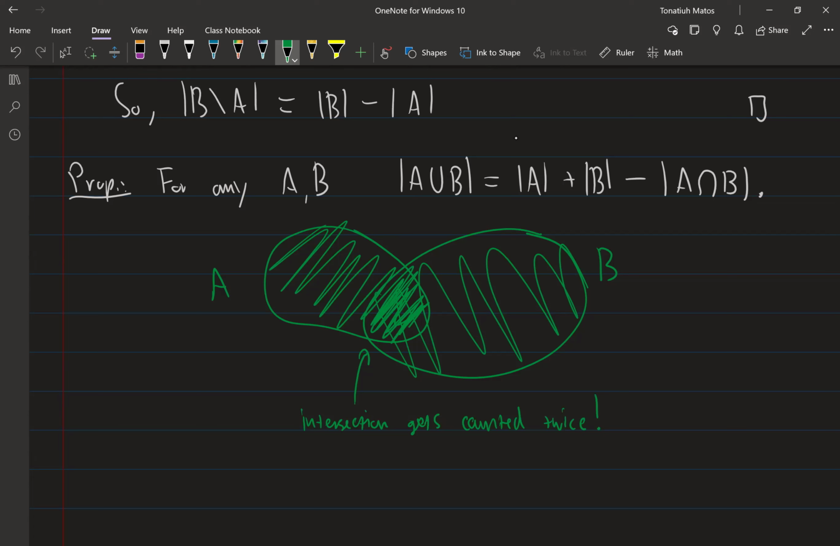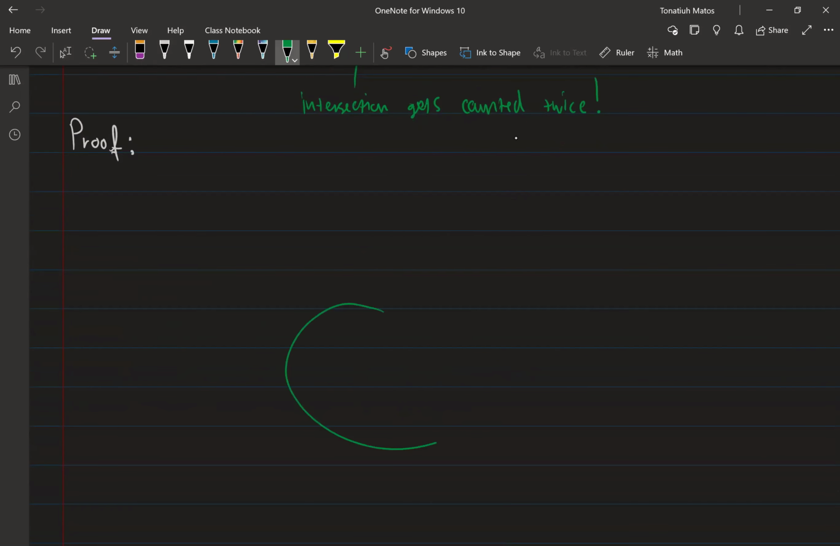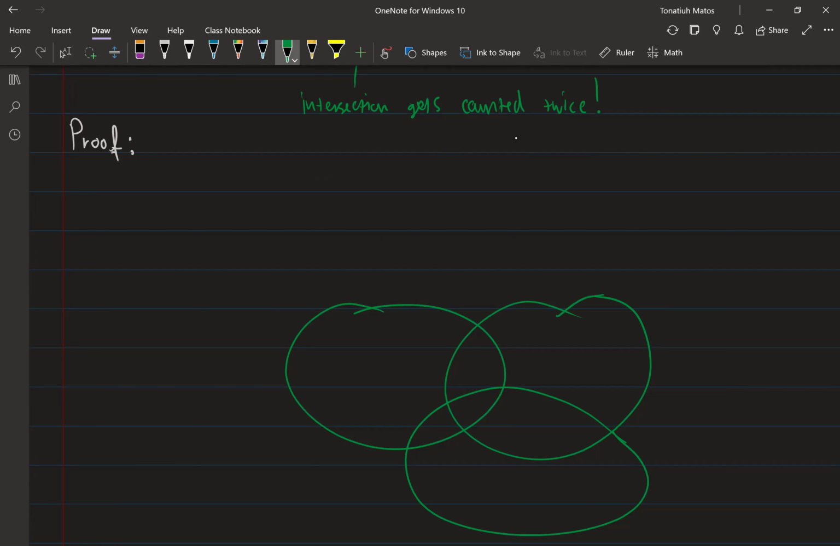You should remove everything that was double counted. So remove the intersection once and then you're done, right? How do you prove this formally? Let's maybe write a proof. And in the meantime, I want you to think about what happens if there's more than two sets. And as you see, things start to become a bit more complicated.